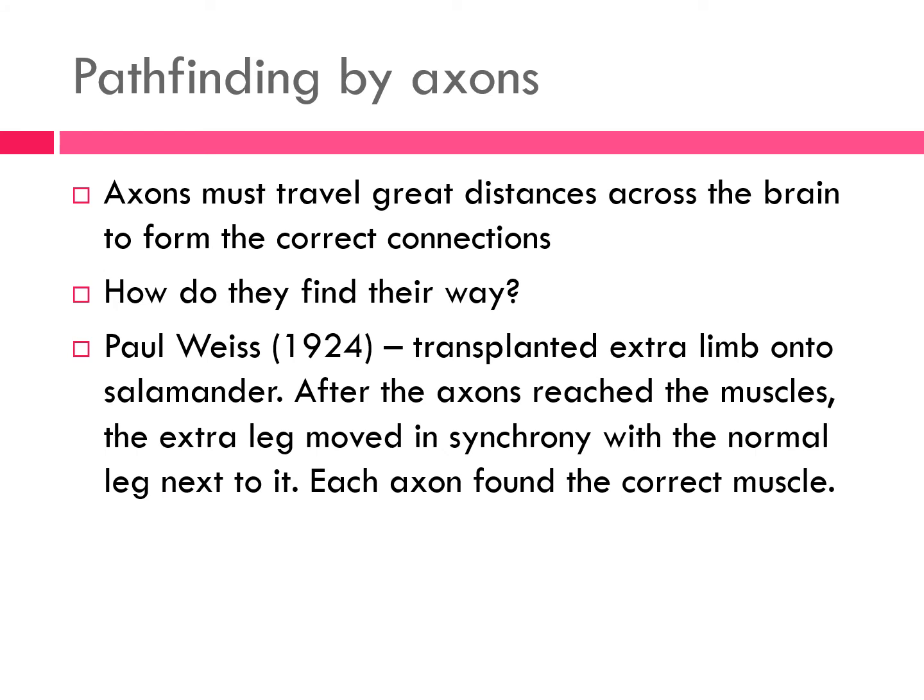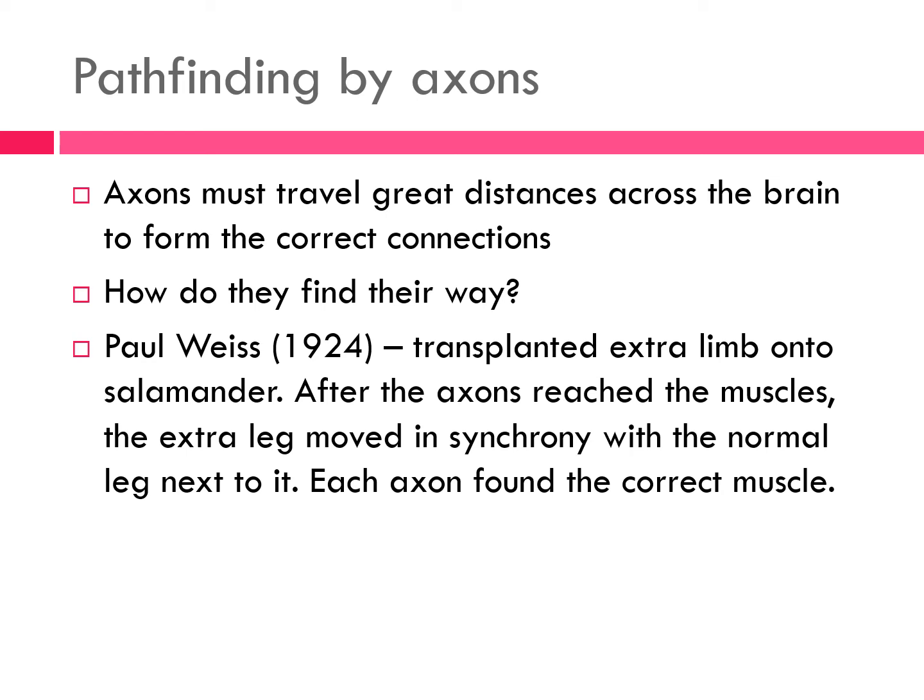The next section is called pathfinding by axons, and this is a really good question of how axons find the correct targets. So they have to travel great distances across the brain to find the correct neurons or targets and to form those correct connections. And the question is, how do they find their way? Paul Weiss in 1924 was examining this question when he transplanted an extra limb onto a salamander.